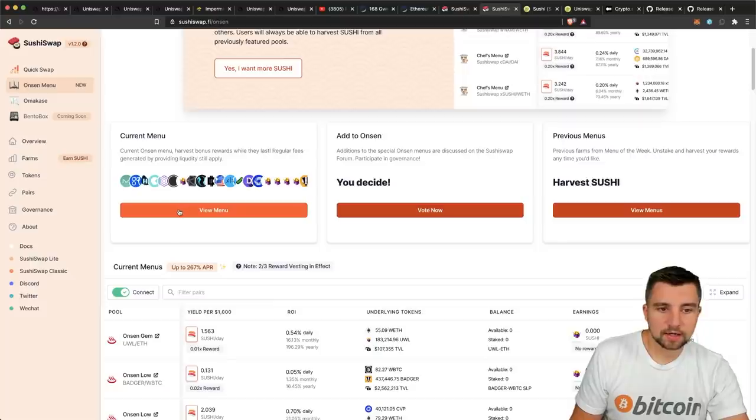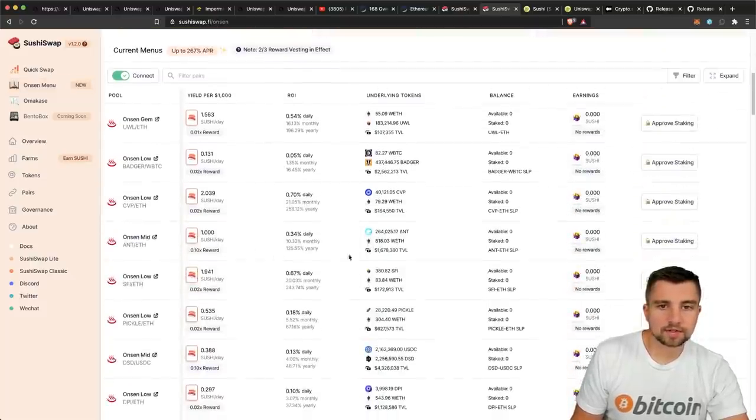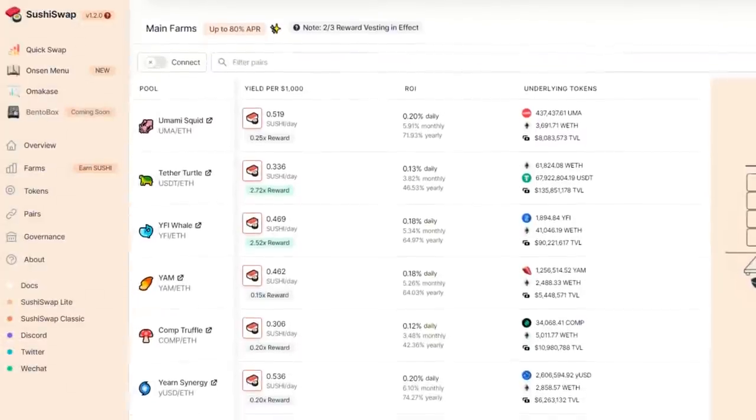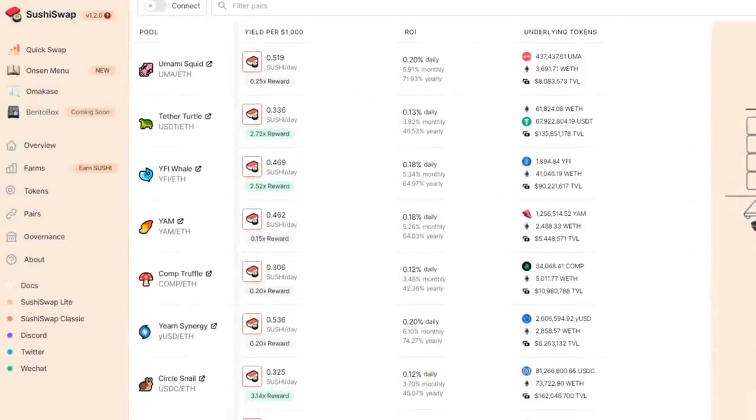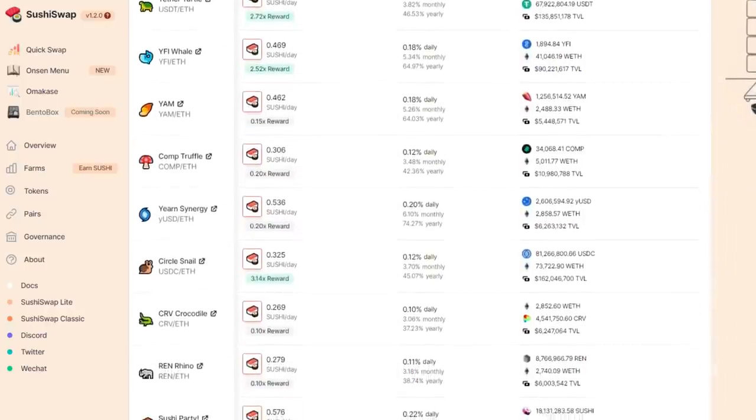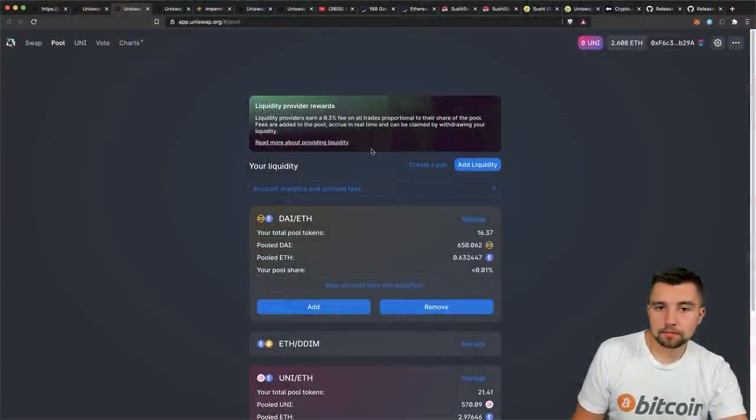They say, you know, the current menu, and you can see your yield and all this crazy DeFi stuff. You can start staking and earn rewards. Per $1,000, you'd be earning 1.563 Sushi staking there. They also have farms, and you can become a liquidity provider on here and earn up to 83%. Speaking of Uniswap earlier, you used to earn bonus rewards on this, but they stopped that period.